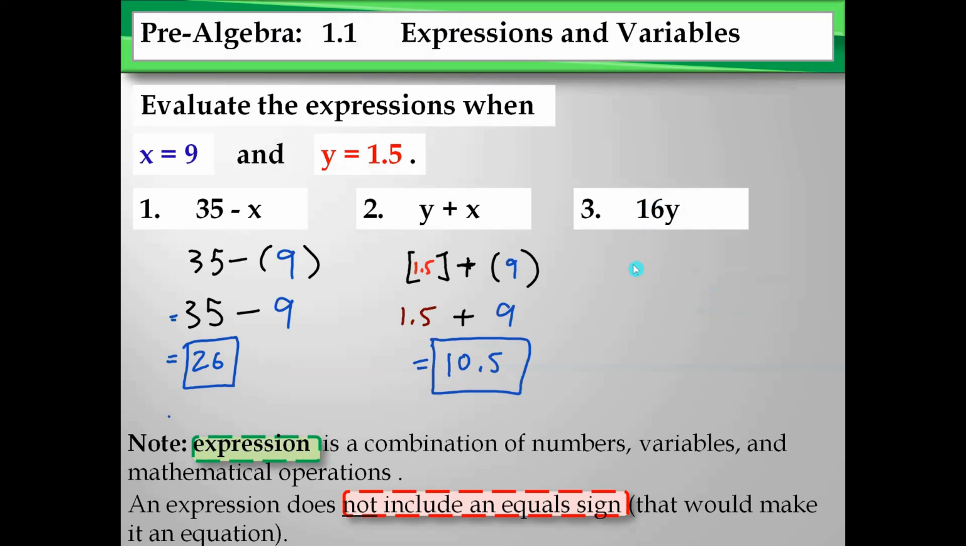Let's look at a third example where we're going to involve multiplication. We're going to have 16, and then we're going to have our parentheses where we're going to replace the value of y. By doing this, we will guarantee that we recognize a number next to a parentheses. The operation is multiplication. 16 times 1.5 will give us the answer of 24. And that's the answer for number 3.